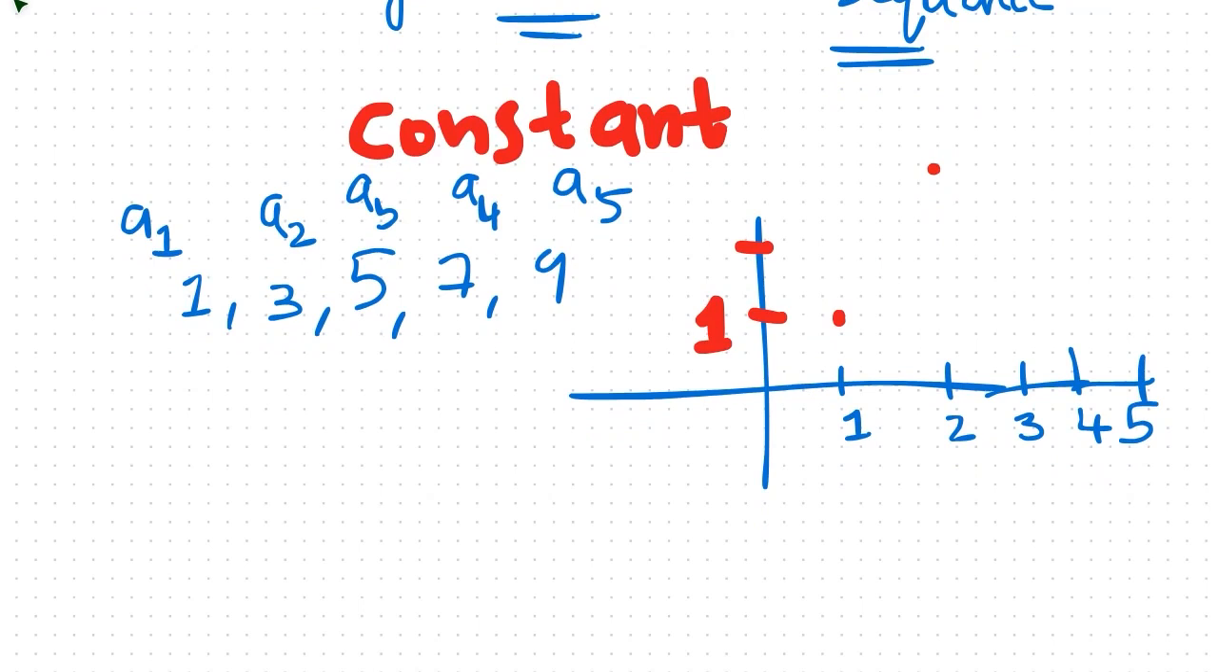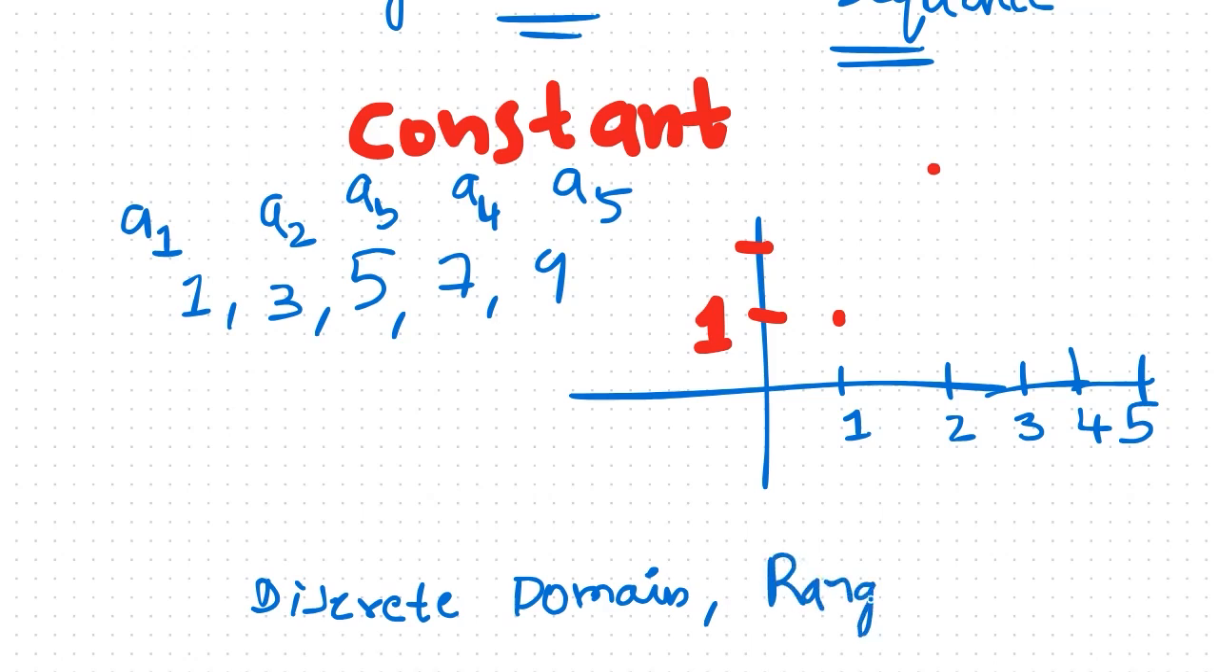Notice one thing. This sequence is not continuous. It stops. This is called discrete. That means we are having gaps in between. So domain and range are discrete. It means one value, one value, one value. They are not connected like this. They are not continuous. Discrete means not continuous.